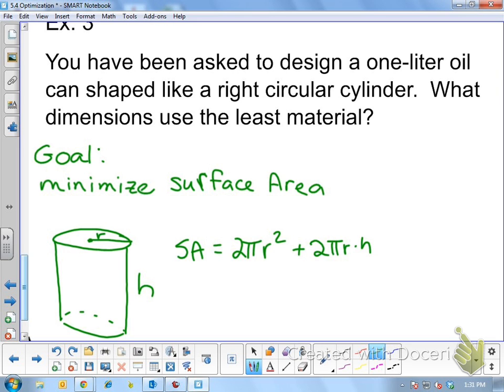One liter, so it's a set volume. Okay, it's a set volume. They gave us this 1 liter oil can. So does anyone know what the volume of a 1 liter oil can is? 1 liter. It's 1,000, I think, centimeters cubed?